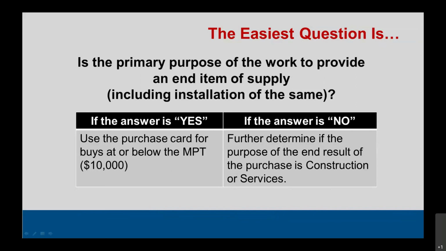Keep in mind the primary purpose and the intent of the work as you ask the questions. We're going to start with the first and easiest question. When you're looking at the primary purpose, is the primary purpose of the work to provide an end item of supply, including installation of the same? If the answer is yes, the purchase card can be used at or below the micro purchase threshold, which is currently $10,000. That's the easiest answer of all to have, a yes, that it's a supply. However, if you answer no, then we have to start looking at, does the buy fall under the classification of construction or services?